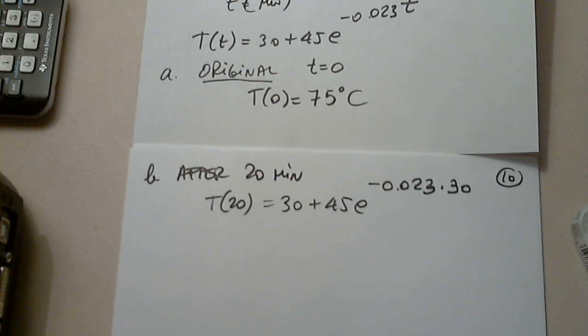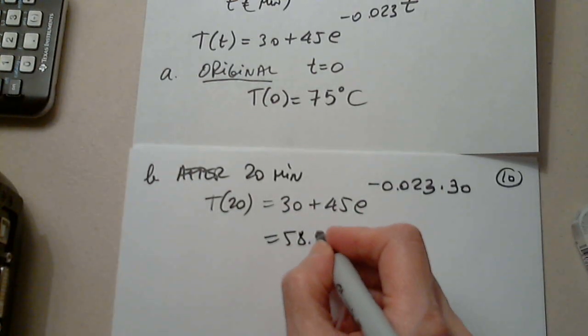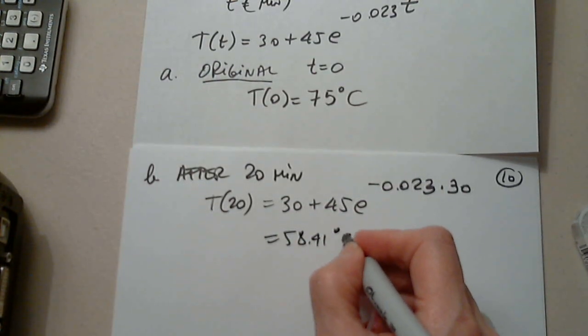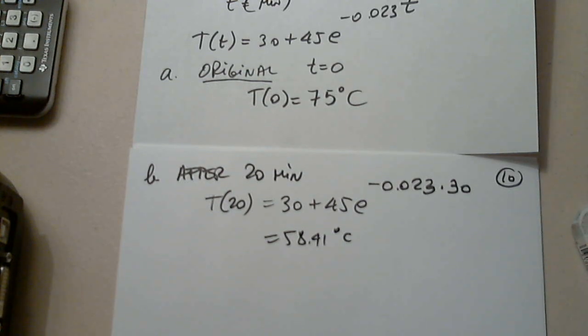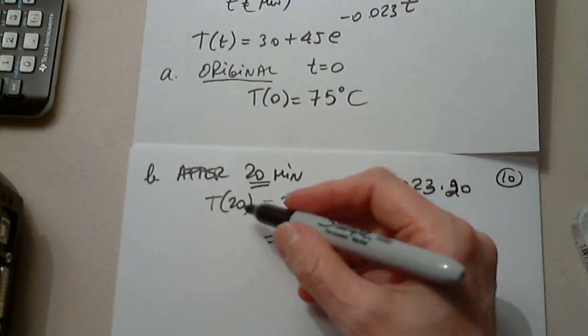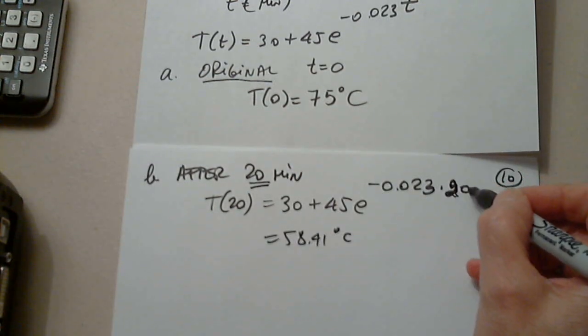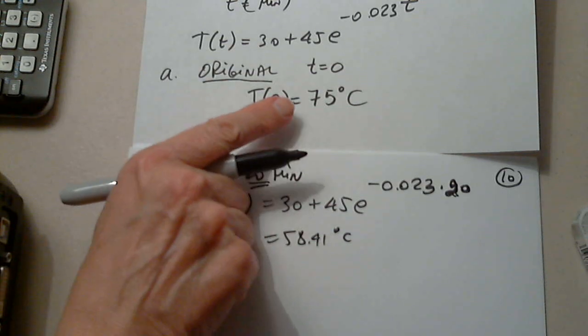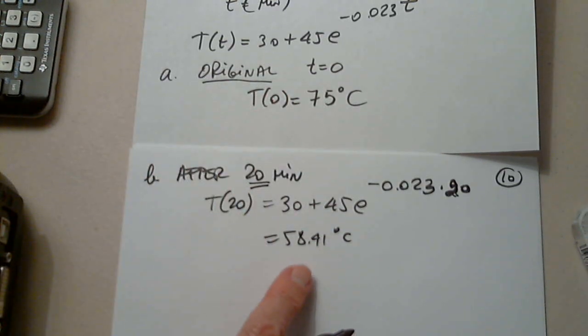Oh, I wrote 30, but it's actually 20 minutes. Sorry. Good. Okay. And enter. 58.41. 58.41 degrees Celsius. And I have to correct that. So this is 20. It says 20 minutes. T of 20. So it drops from 75 degrees Celsius to 58.41. Part C.